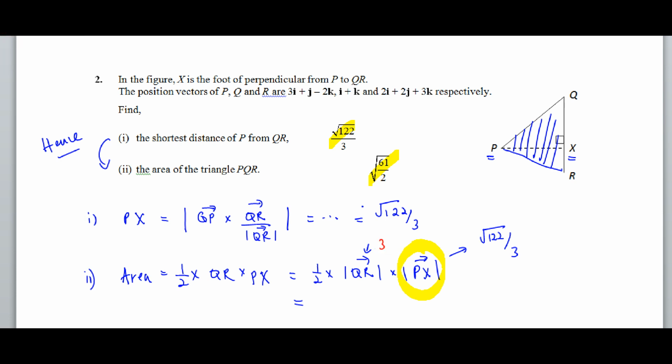So we are done. We don't even need to use cross product again, and we will get your answer root 61 over 2 or root 122 over 2. Either way, it doesn't really matter. They did not ask for anything in any form, so either way is fine. Alright? So not that difficult. Alright? Done.